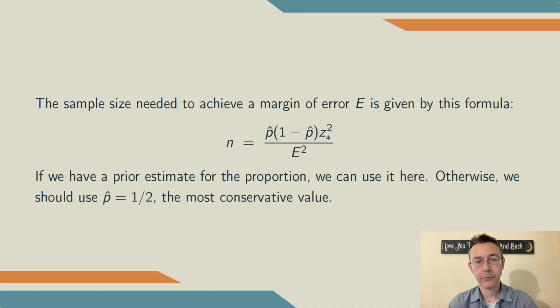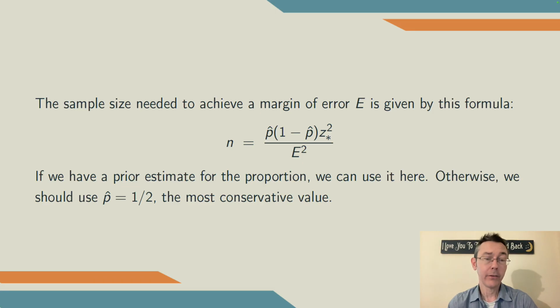So here's the formula for computing the sample size needed for a given margin of error. All the notation is exactly the same as in the first example. The issue here is that prior to a study, when we're doing our planning, we don't know P hat. We're trying to figure out our N before we get that information.